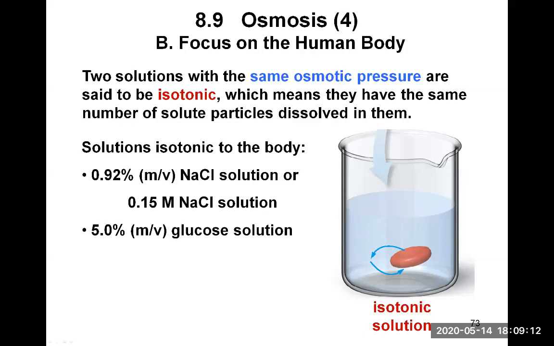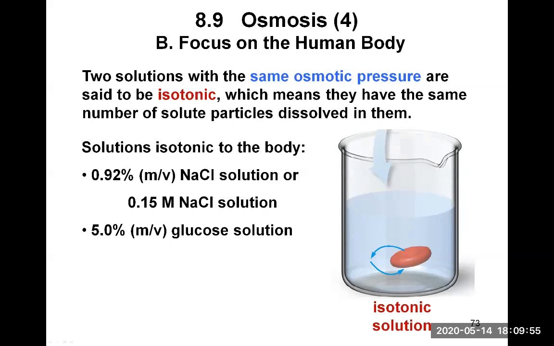Another unit would be to say a 0.15 molar NaCl solution would also be isotonic to the body fluids. If we're using glucose, a 5% mass per volume percent glucose solution would be isotonic to the body. Remember, osmosis is a colligative property, which means it doesn't depend on the identity of the solute. That's why you can use glucose or NaCl to describe an isotonic solution to the body, but you have to adapt the concentration.